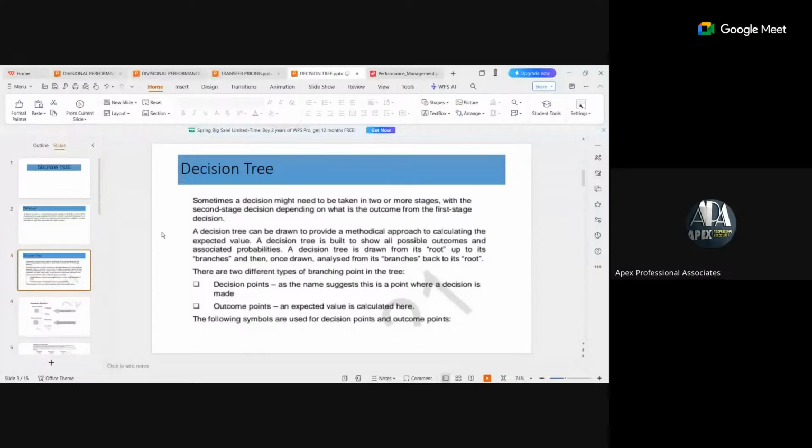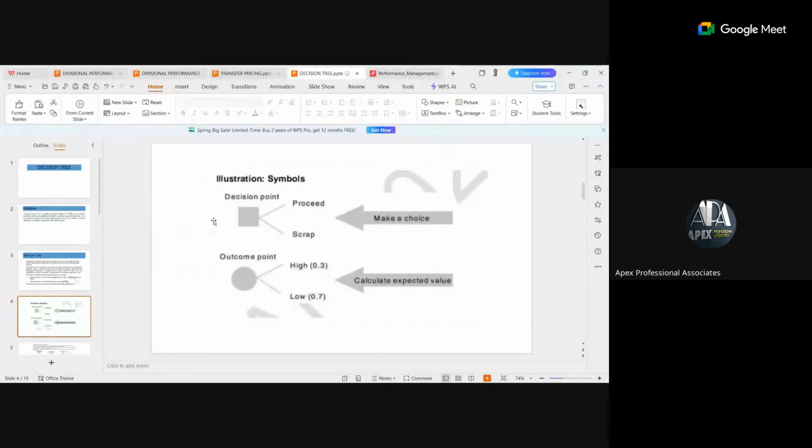So there are 2 different types of branching points on the tree: the decision point and the outcome point. As the name suggests, the decision point is a point where a decision is made. At the outcome point, an expected value is calculated and related to the outcome. The following symbols are used for the decision point and the outcome point. So this is it. Decision point, you can see it, square.